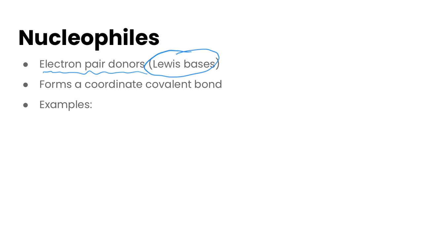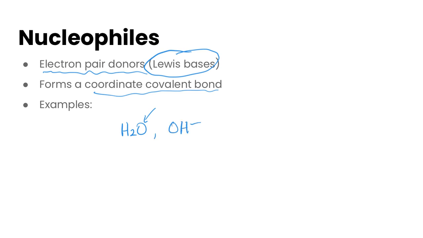Now, when they react with something, they can form a coordinate covalent bond. So really what you're looking for here is something that has a lone pair of electrons. If you think about transition metal complexes, all of those ligands are Lewis bases. And in terms of organic chemistry, some of the common ones we have are water. Water has a couple of lone pairs of electrons on the oxygen.